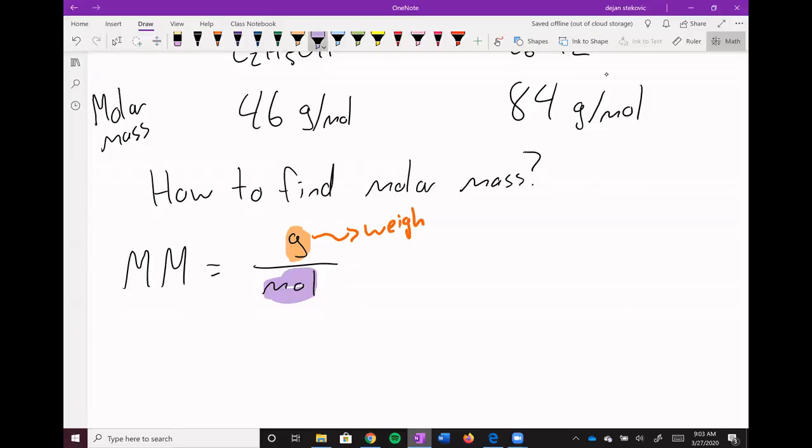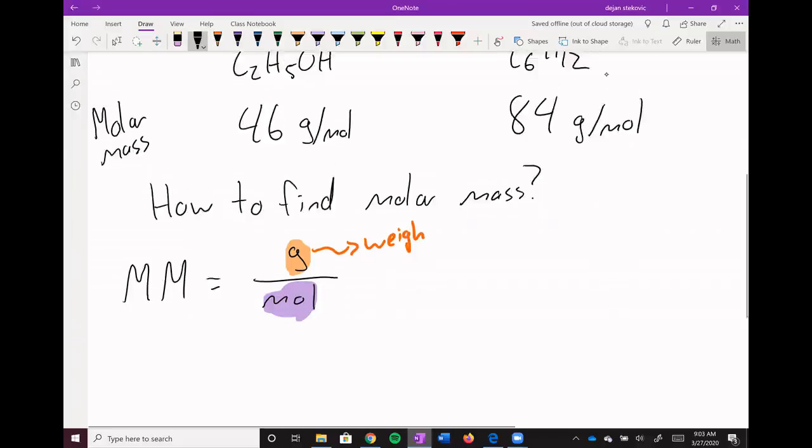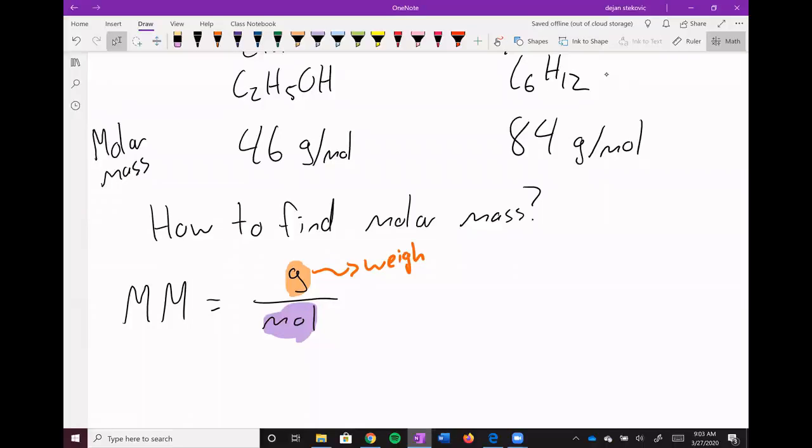What about this mole part, though? This part's going to be quite complicated, right? You can't shrink yourself down to the size of a molecule and count individual molecules. And even if you could, it would take an eternity just to count out one mole. So how are we going to figure this part out? This is the more complex part, and we'll take a look at how we're going to do it.